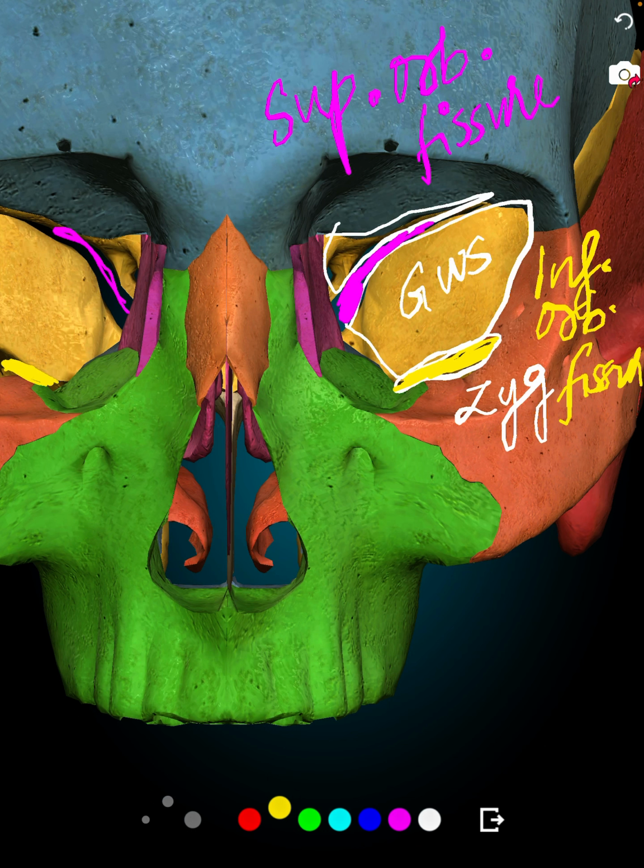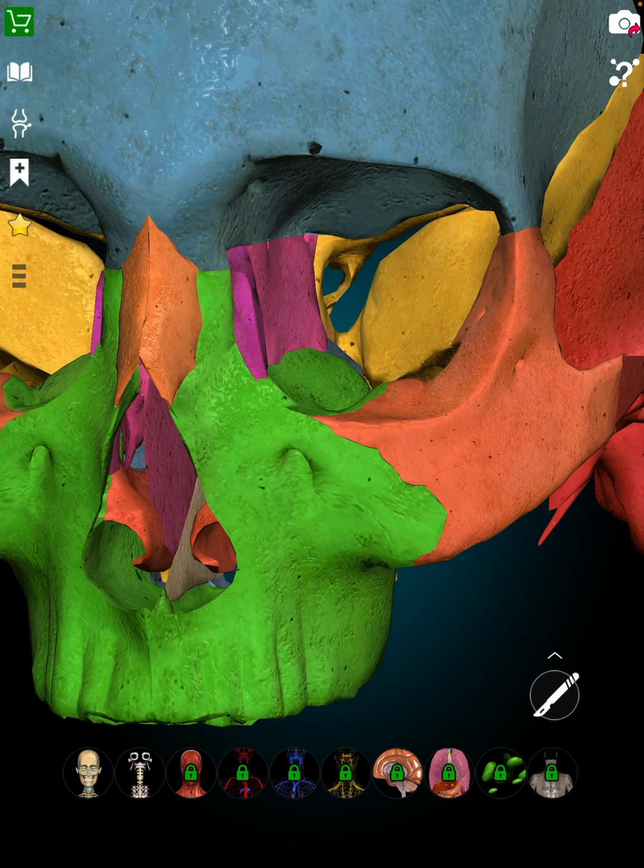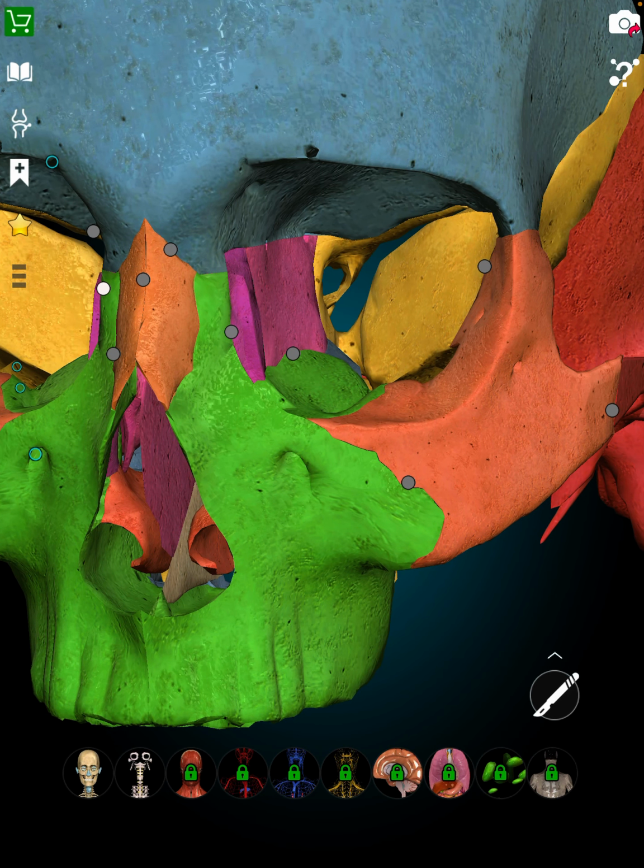Okay, where is the superior orbital fissure? That is going to be in between your lesser wing of sphenoid and your greater wing of sphenoid. Okay, so those are the two orbital fissures, superior and inferior. And then we talked about an optic canal. Remember, in the base of the minor wing of sphenoid, we have optic canal.